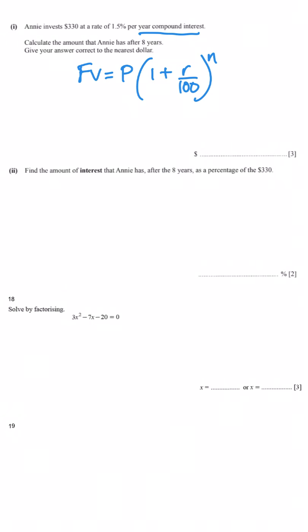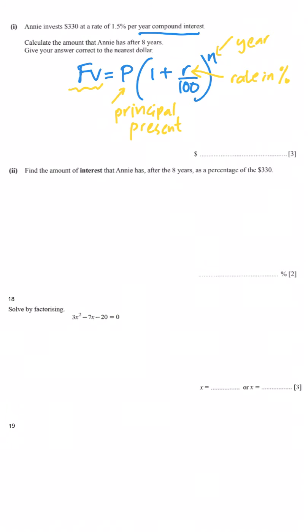N is the number of years, so this is time in years. This is the rate in percentage. And then P is the principal value, or the present value. FV is the future value, or you can say the compound interest amount.